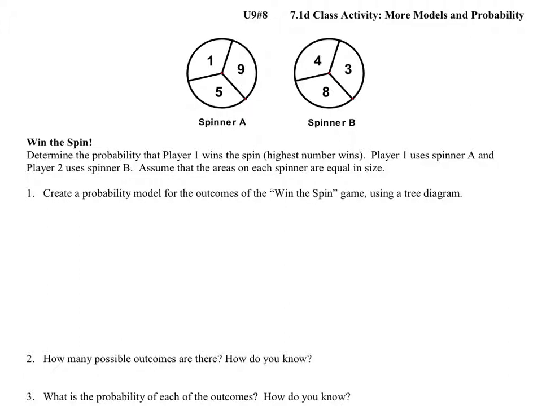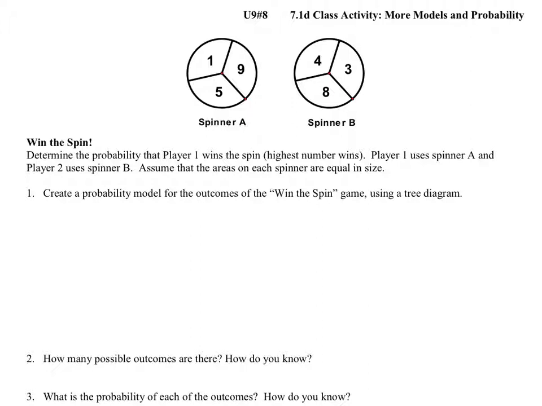So we're looking at win the spin. We want to find the probability that player 1 wins the spin. So what's going to happen is you got player 1 who's going to spin spinner A, and you got player 2 who's going to spin spinner B. Now these have different numbers on them, but we've got to determine what the probability of each player, player 1 and player 2, is to win. Now to do this, it will be helpful to create a probability model for win the spin, and that will determine what the outcomes are so that we can determine who is most likely to win. Okay? So let's start our question off right now.